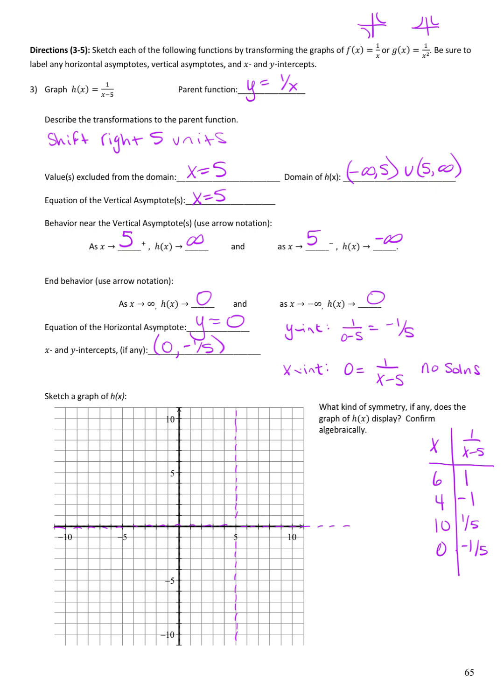And I just randomly chose some x values. You could pick any x values. You just need maybe a few to give you a sense of what the graph looks like. So I'm going to plot these points. I have (6, 1), (4, -1), (10, 1/5), that's like so close to 0, and (0, -1/5).